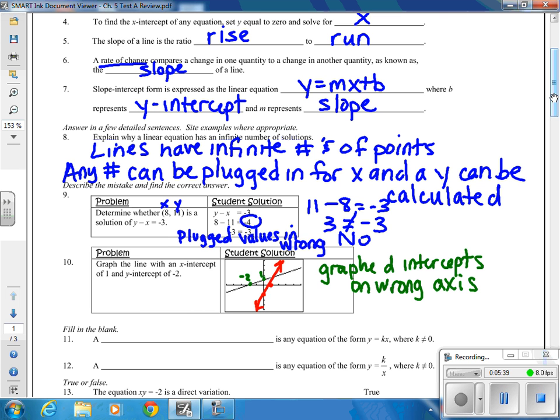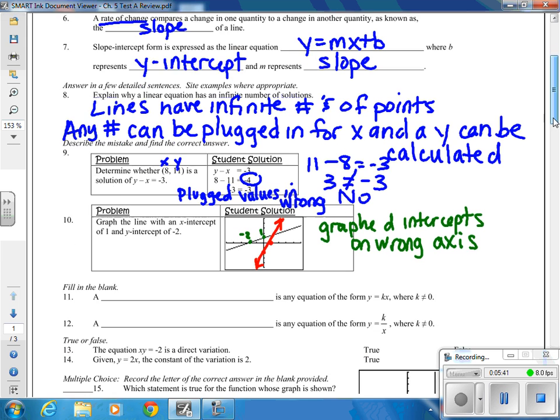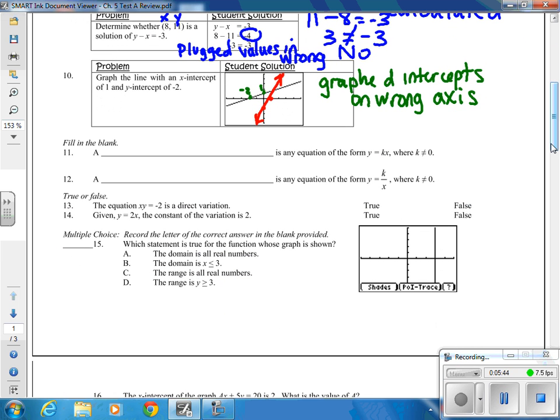All right, going to 11 and 12, this is going back to some more fill in the blank. For number 11, a blank is any equation of the line y equals kx. Right, well, you should know by memorizing your formulas right now that y equals k times x is going to represent direct variation. Okay, when you go to read number 12, a blank is any equation of the form y equals k divided by x. And again, from your formula knowledge, that would be inverse variation.